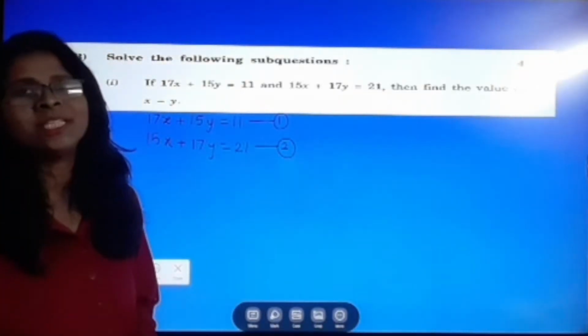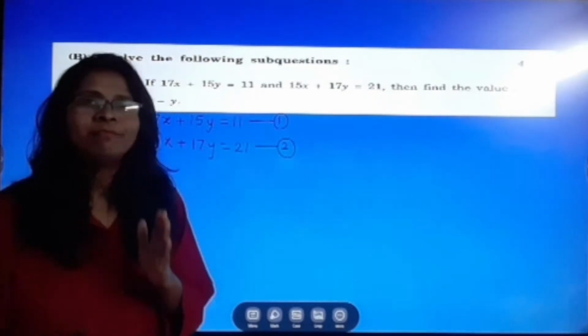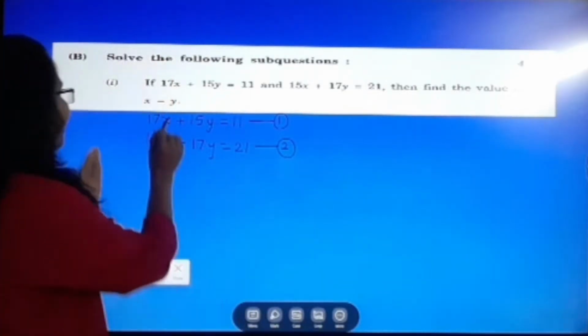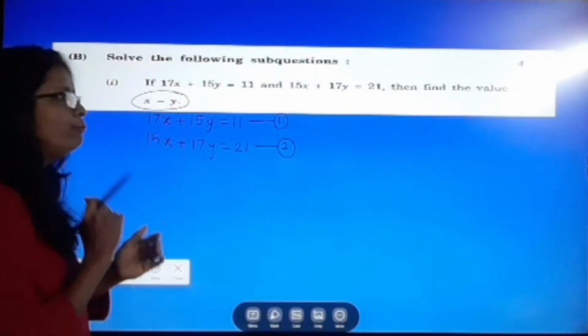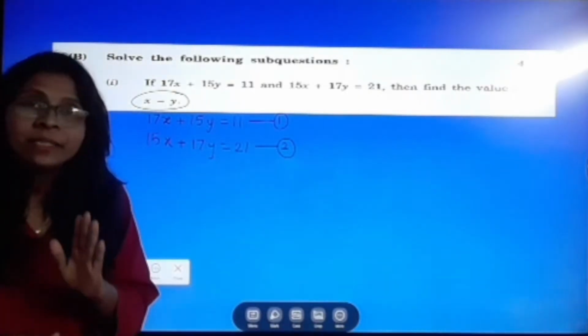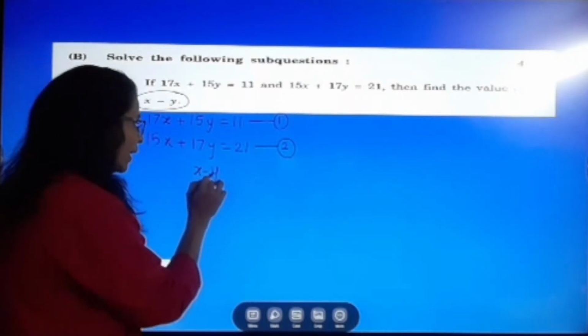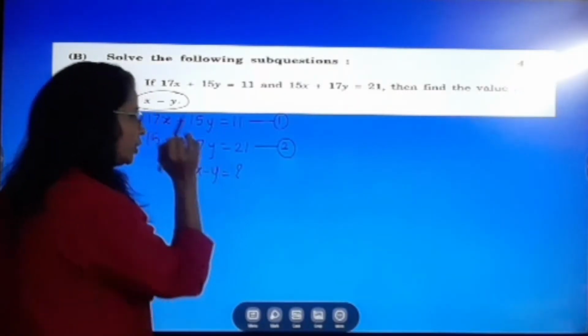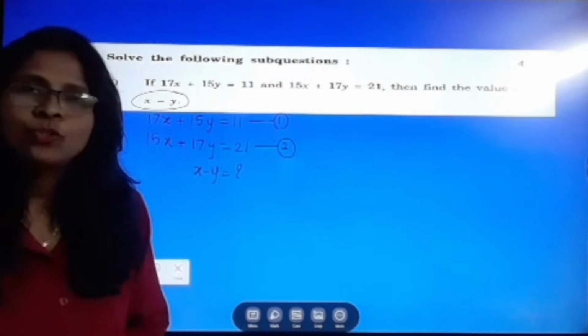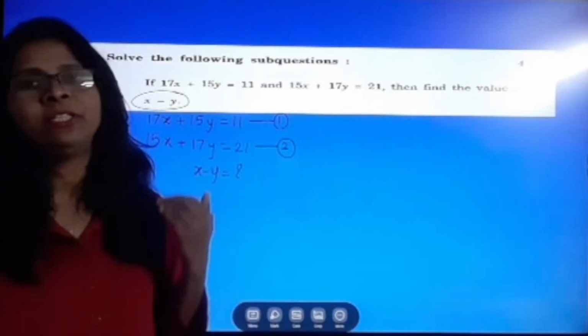Now here students, you want to find out the value of x minus y. That means students, there is a subtraction. We can solve this example by subtracting these equations.